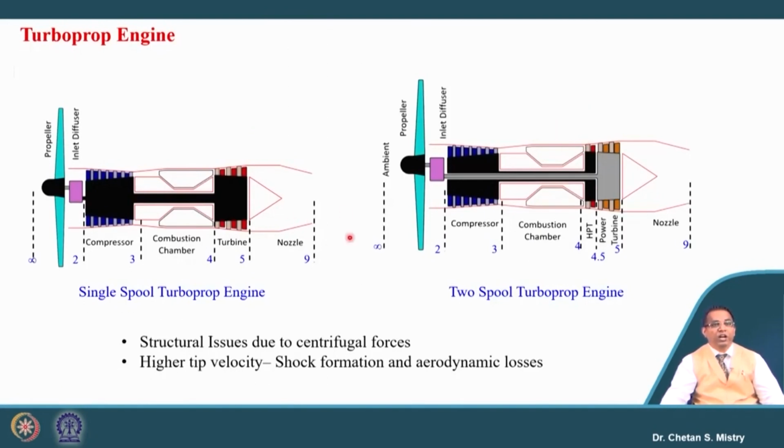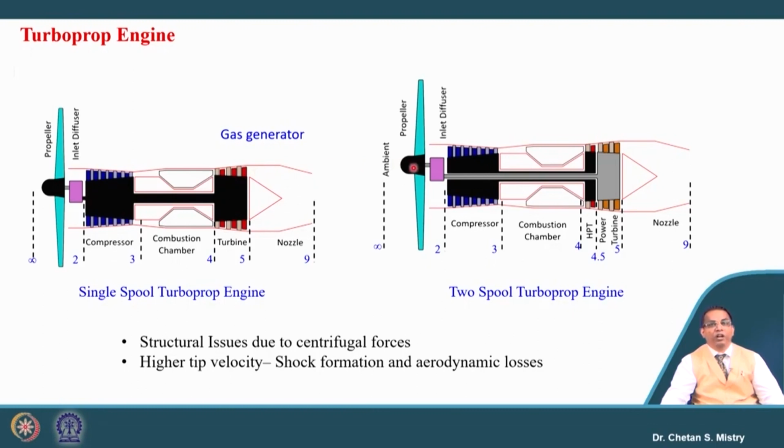So, this is a single spool turboprop engine, where we have discussed the compressor and the propeller, they both are rotated by using a turbine, and that turbine we have defined as a gas generator. Okay. So, here we can say we have some amount of power coming out from this shaft, which was used for the rotation of the propeller.